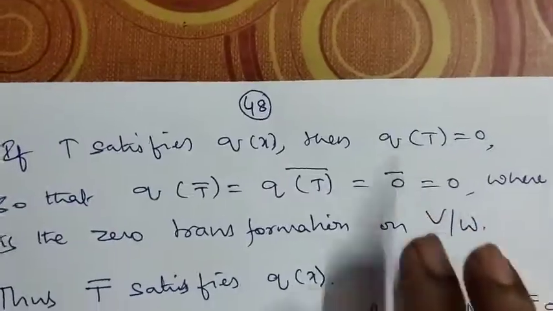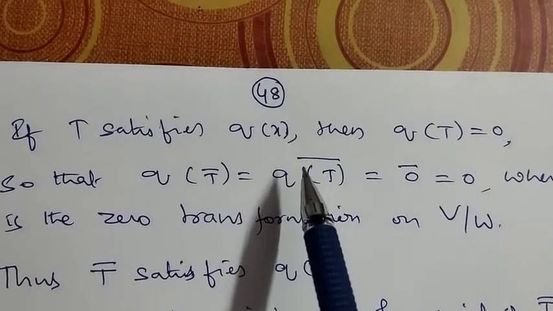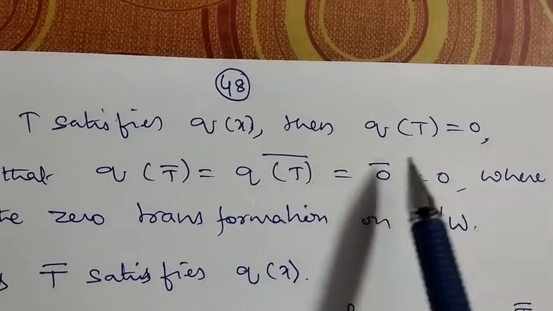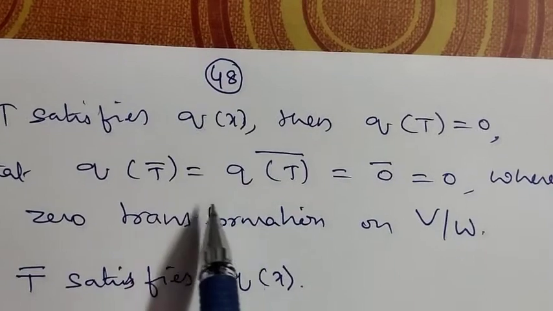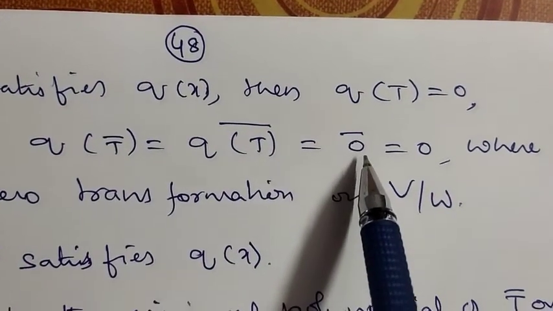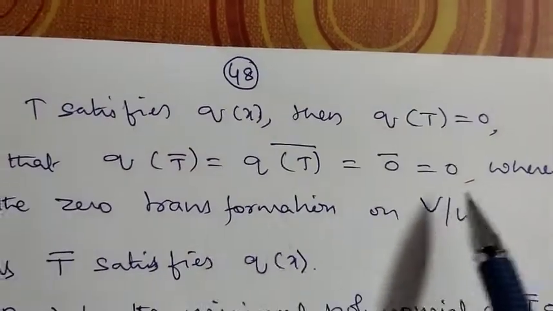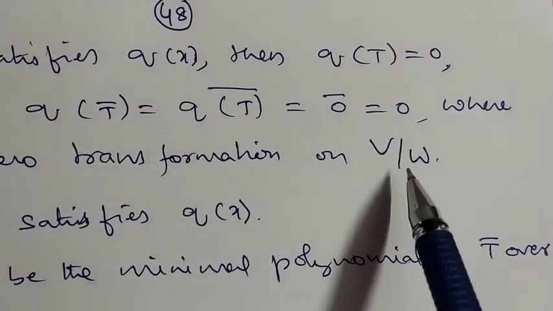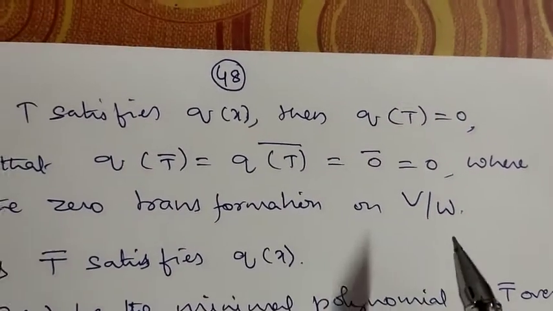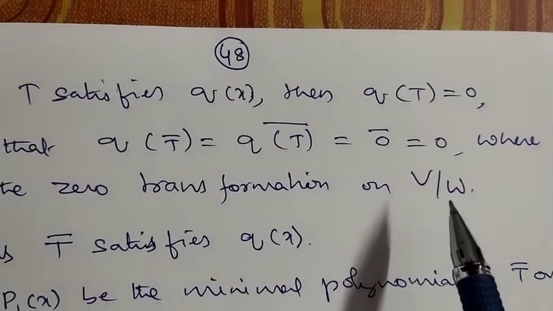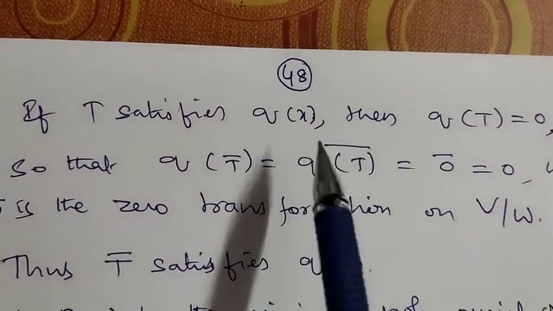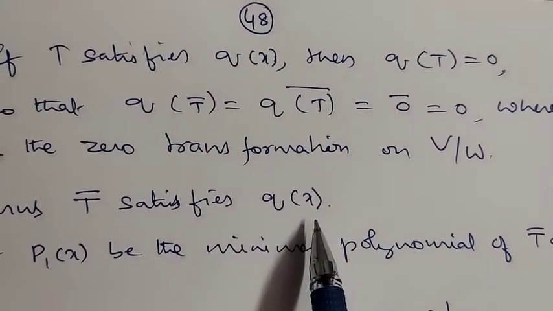Therefore, if T satisfies some polynomial q of x, then by definition q of T is 0. If q of T is 0, then q of T bar is equal to q of T whole bar, which is 0 bar, meaning 0 itself, where 0 bar is the zero transformation on V by W. Understand now? 0 bar denotes the zero transformation on V by W. It's not a conjugate. Thus T bar satisfies q of x. If T satisfies q of x, then T bar also satisfies q of x.